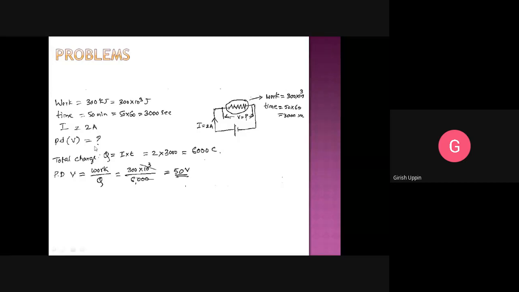We have to find the potential difference. Here we have to use this formula, where V is equal to work divided by charge. The charge, we know the current, and we know how much time that current is flowing. I is equal to Q divided by T, or Q is equal to I into T, that is 2 amperes into 3000, so 6000 coulombs. If you substitute those values, 300 into 10 raised to 3 divided by 6000, you get 50 volts.